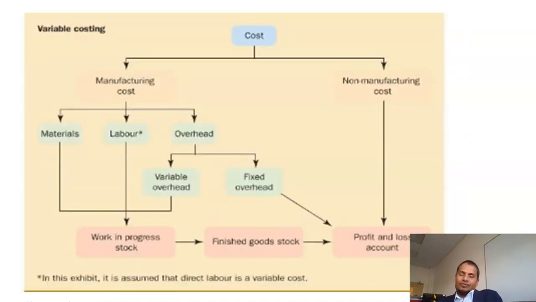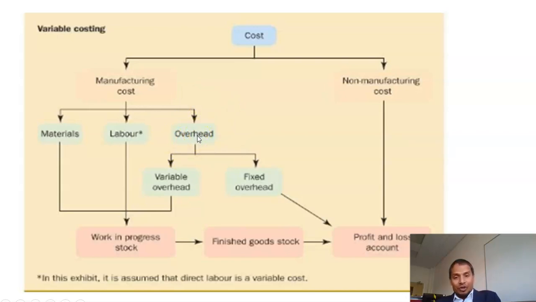But in case of variable costing, all overhead costs don't go to the product. The fixed part of the manufacturing overhead goes directly to the profit and loss account, and non-manufacturing cost directly goes to the profit and loss account as well. So there is no question about material and labor in including them in product cost, but the difference happens in case of overhead.